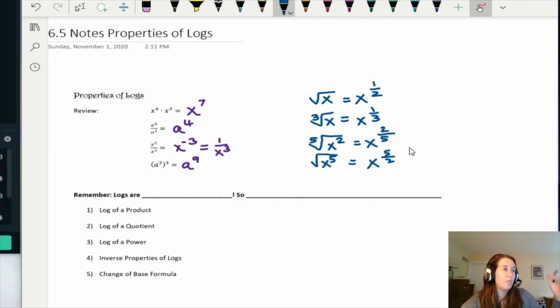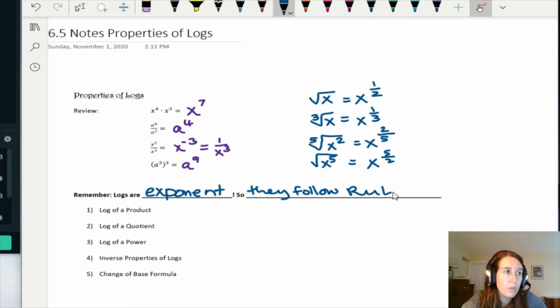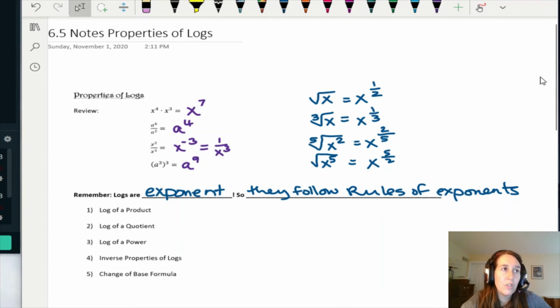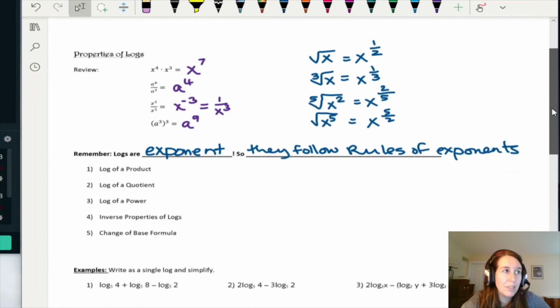Now, we've talked about this a little bit before in the definition of logs. The log itself is equal to the exponent in exponential form. So logs are exponents, which means they follow the rules of exponents. So let's go through the rules now, and in our next video, we'll do some examples of them.